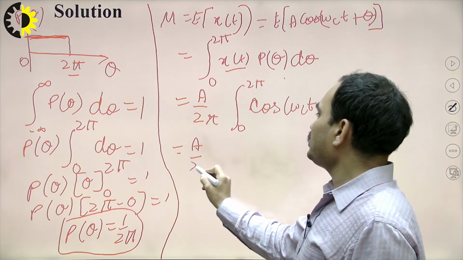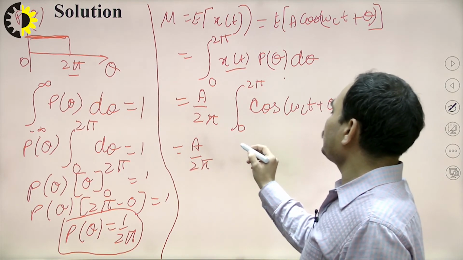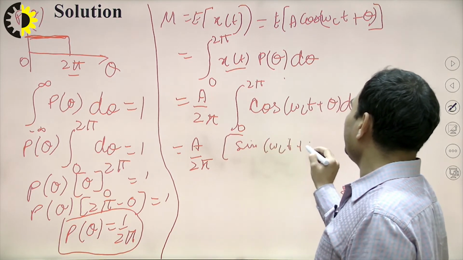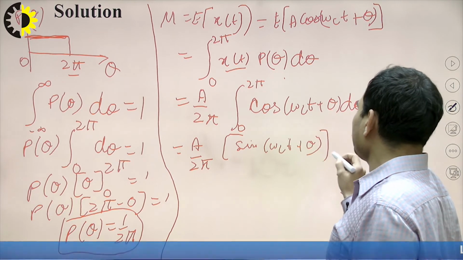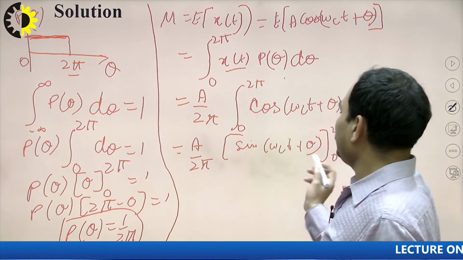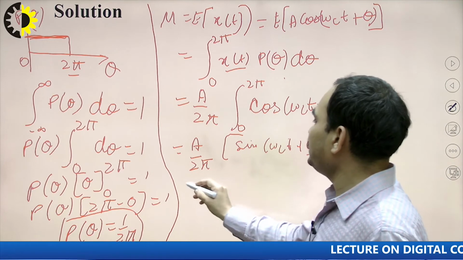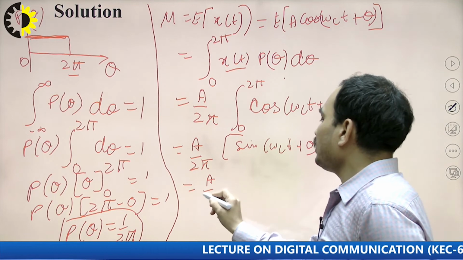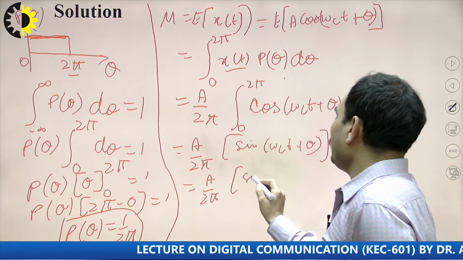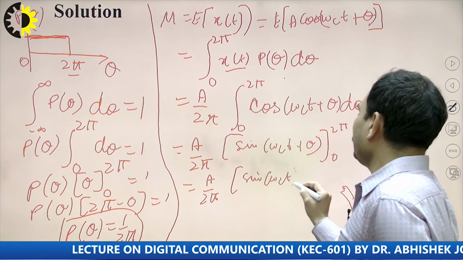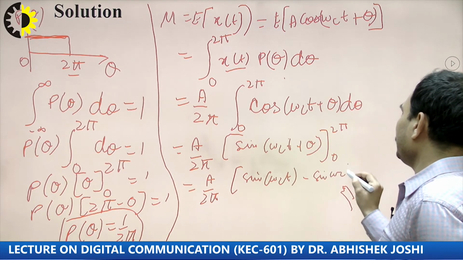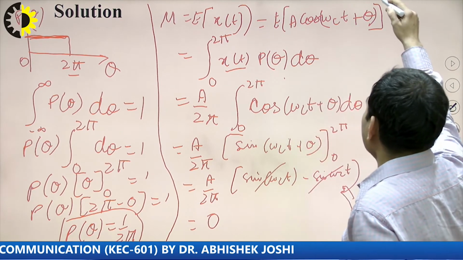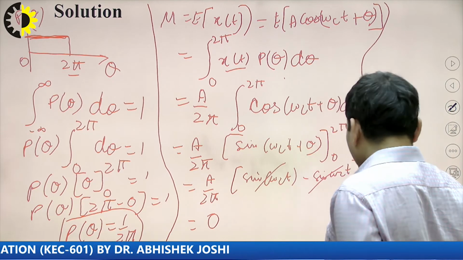The integration of cos will be sine. So sine of omega c t plus theta, integrating with respect to theta, with limits 0 to 2 pi, gives sine of 2 pi plus omega c t and sine of omega c t plus 0, so both are the same. Upper limit minus lower limit, so we are getting sine of omega c t minus sine of omega c t. So this will cancel out, and we are getting the mean as 0. So here we have proved that the mean is a constant.